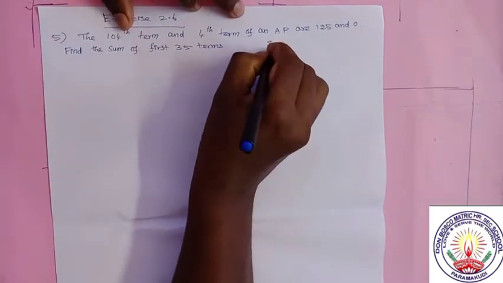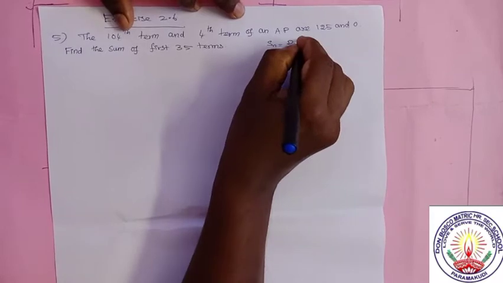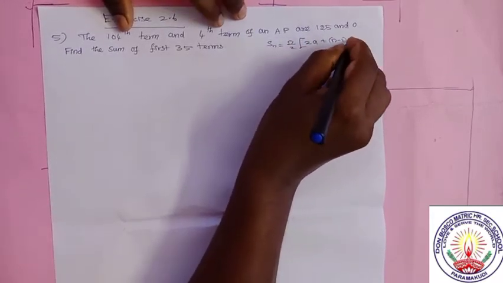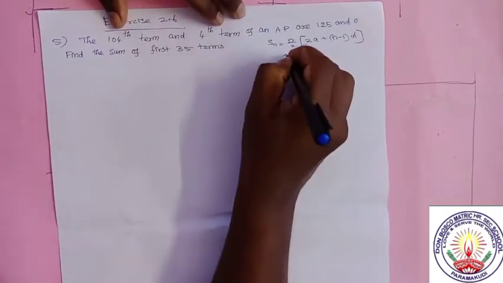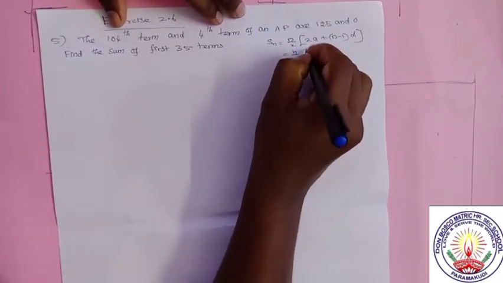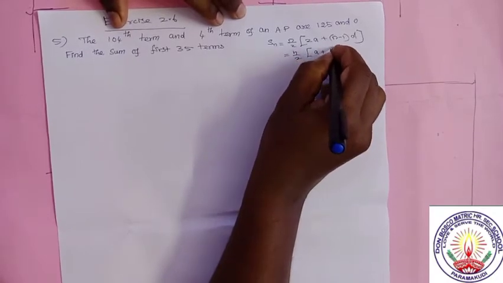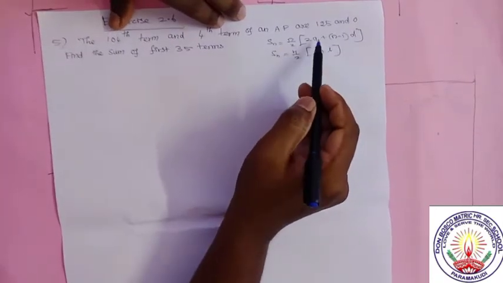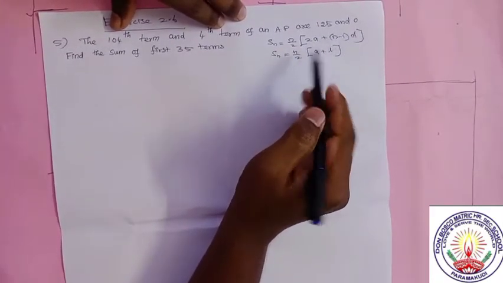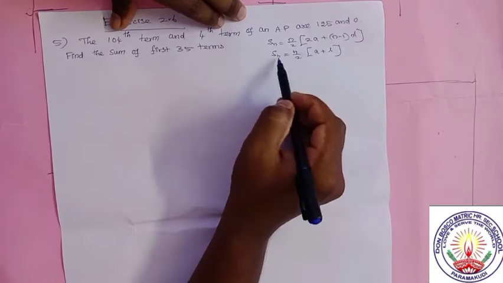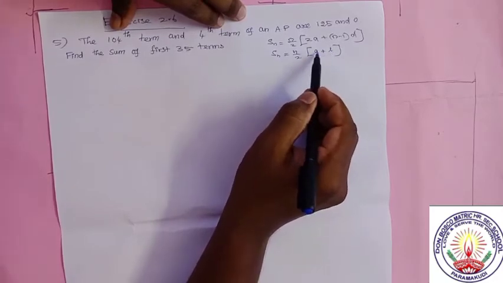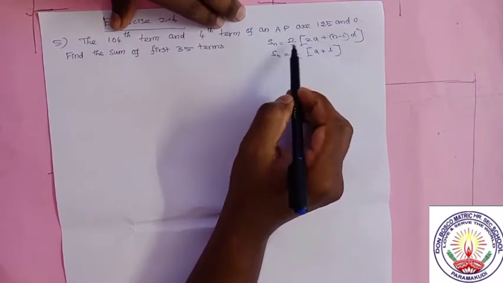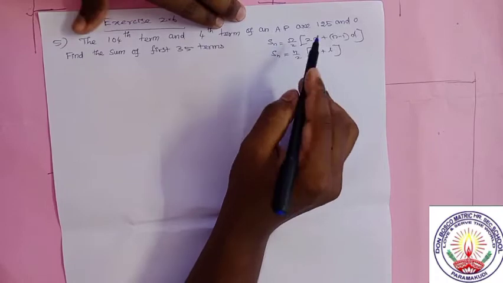We have two formulas. Sn is equal to n by 2 into 2a plus n minus 1 into d. This is the first formula. Or n by 2 into a plus L. So we have two formulas for the sum of n terms. This is the formula to find Sn when a and d are given. This is the formula to find Sn when the first term and last term are given. First term, common difference and the number of terms are given, so we have to use the first formula.